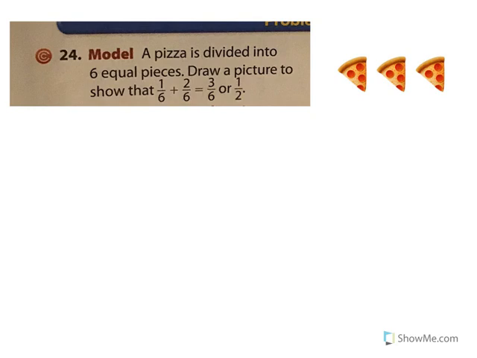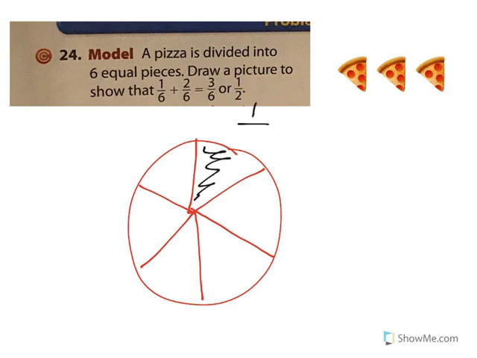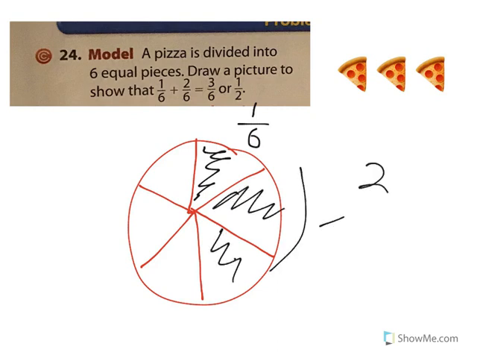So we're going to model a pizza is divided into 6 equal pieces. Draw a picture to show that 1/6 plus 2/6 equals 3/6 or 1/2. We have our pizza. Cut into 1, 2, 3, 4, 5, and 6. Now one person ate 1/6 of the pizza. Another person ate 2/6 of the pizza. Altogether, they ate 3/6 of the pizza.